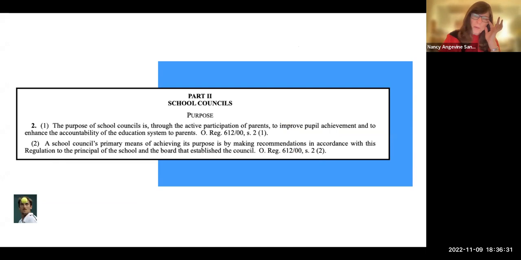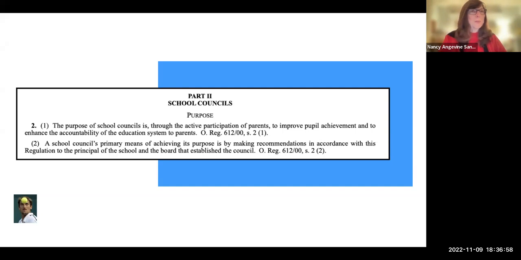So we're going to start where we've started each one of these, with my little guy whose eye is on the ball, to remind us what is important. The purpose of school councils is, through the active participation of parents, to improve pupil achievement and to enhance the accountability of the education system to parents. And that is why school councils exist.